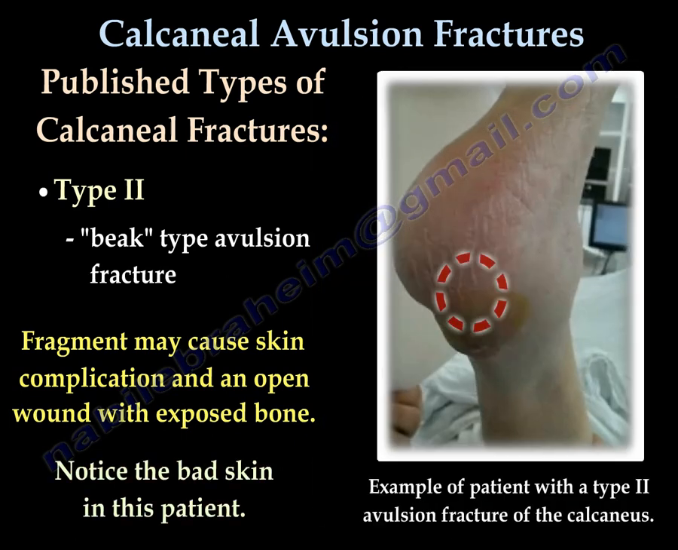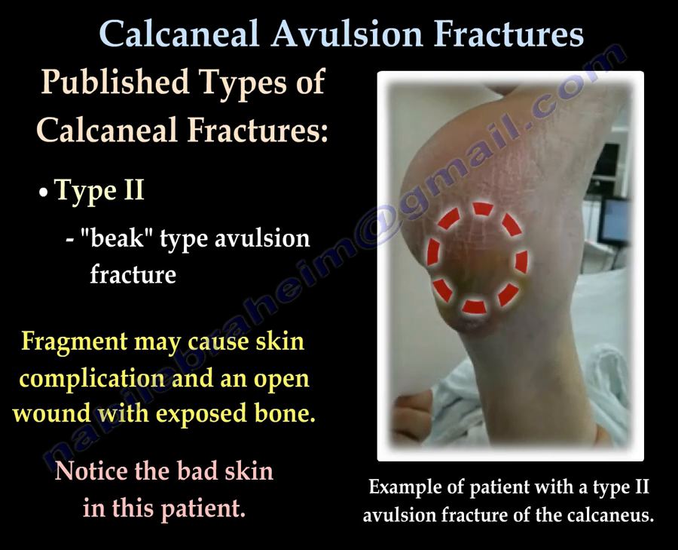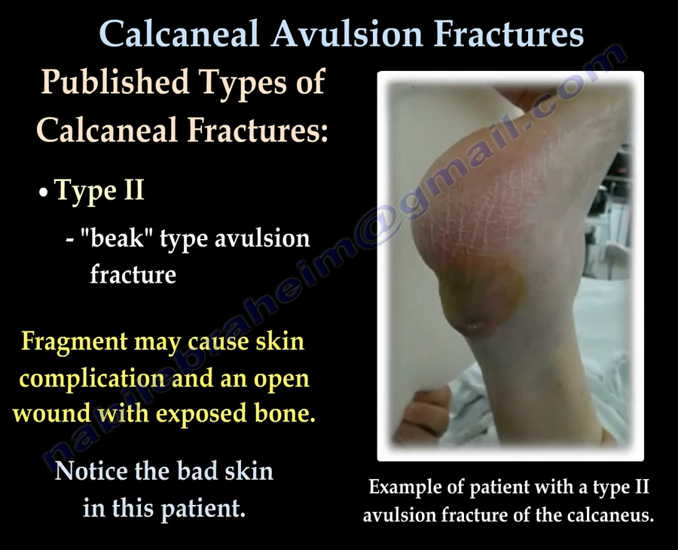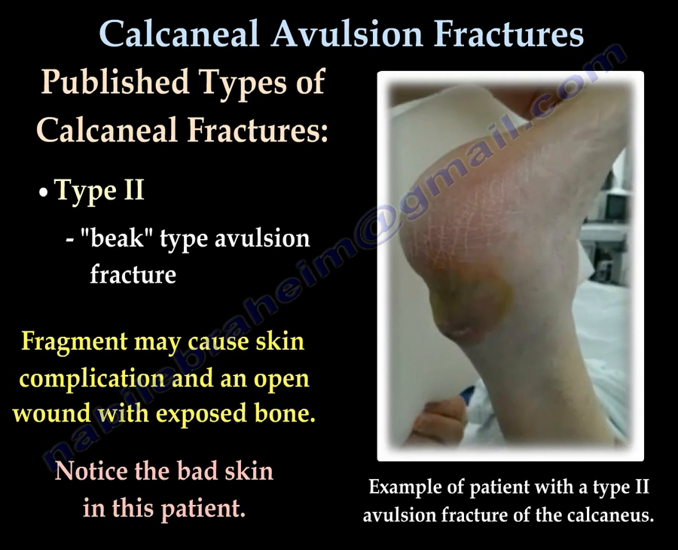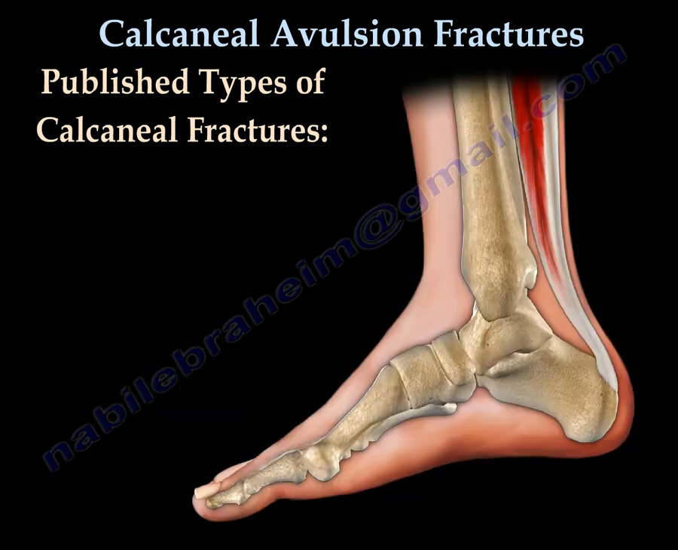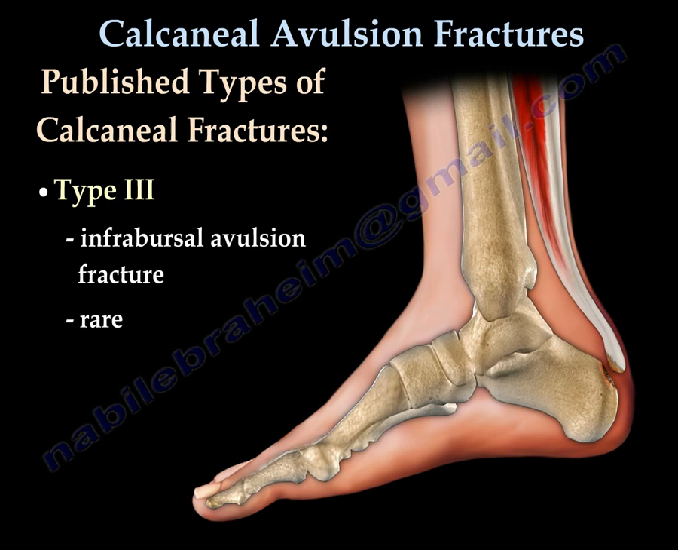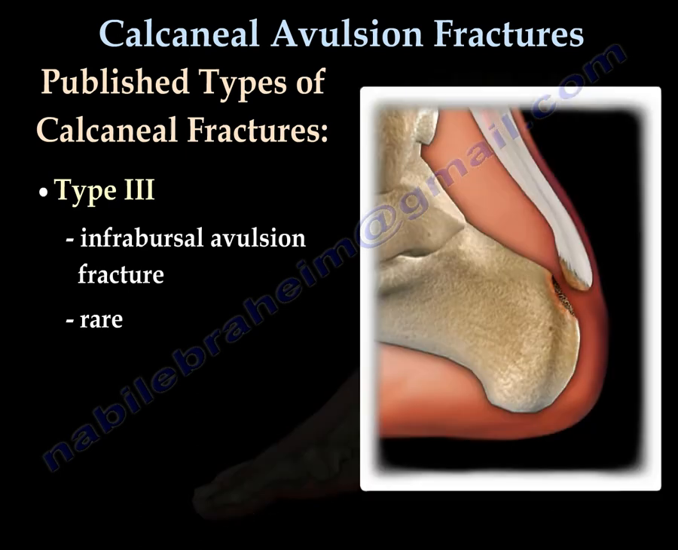this condition. This is an example of a patient with type 2 avulsion fracture of the calcaneus. Notice the bad skin in this patient. Type 3 is rare. It is a very small piece of the calcaneus attached to the Achilles tendon.